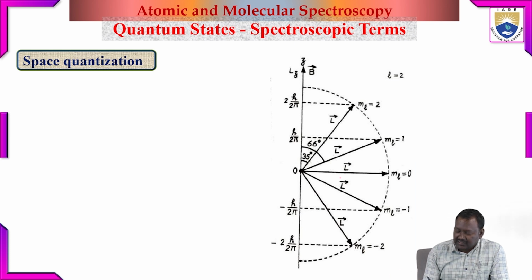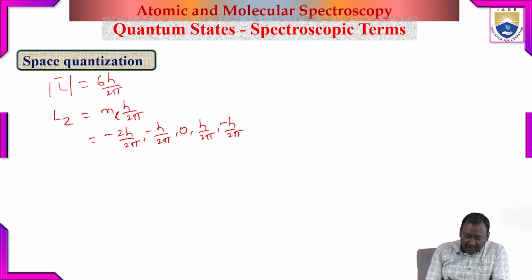Here, this is the direction of electron orbit for which ml equals 0. The ml value here is 0. That means the length of the component of L bar in the direction of the magnetic field is 0.